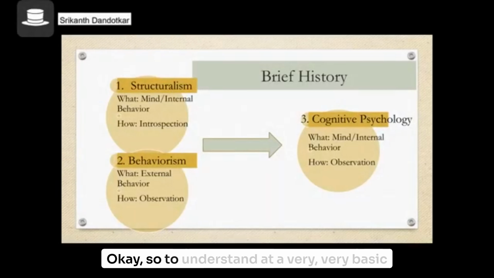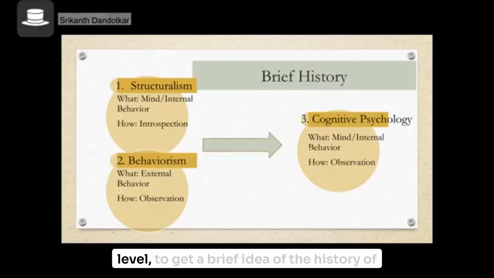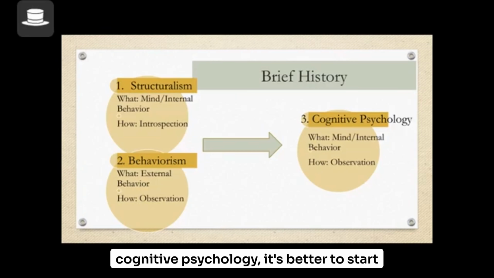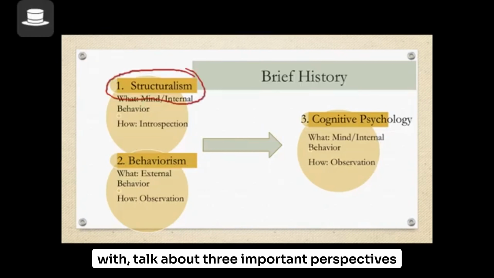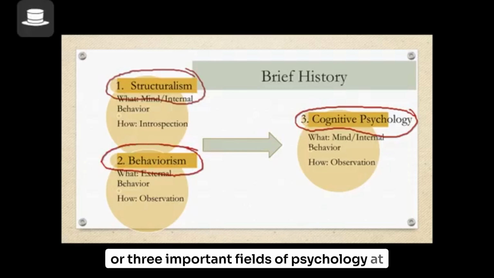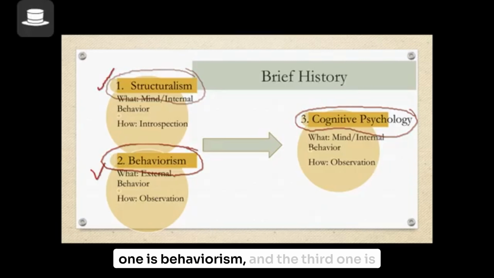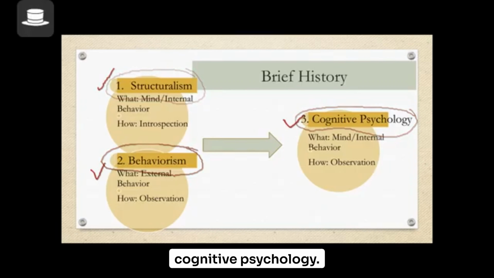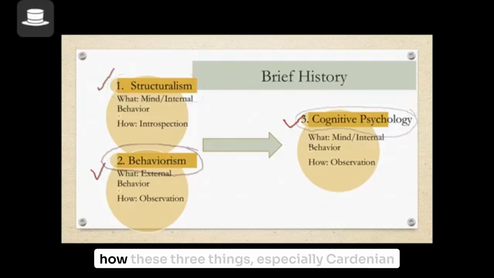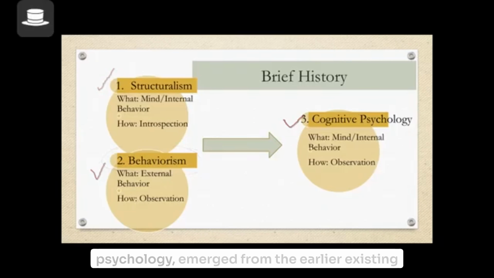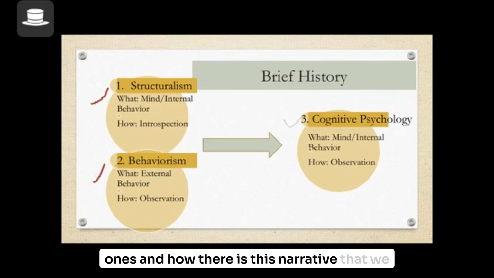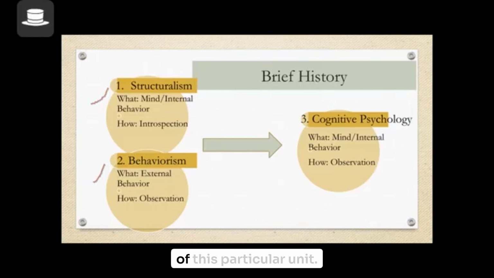Okay, so to get a very basic idea of the history of cognitive psychology, it's better to start by talking about three important perspectives or three important fields of psychology at three different points in history. The first one being structuralism, the second one is behaviorism, and the third one is cognitive psychology. And in this particular slide, I'll talk about how these three things, especially cognitive psychology, emerge from the earlier existing ones, and how there is this narrative that we will explore more in the subsequent sections of this unit.